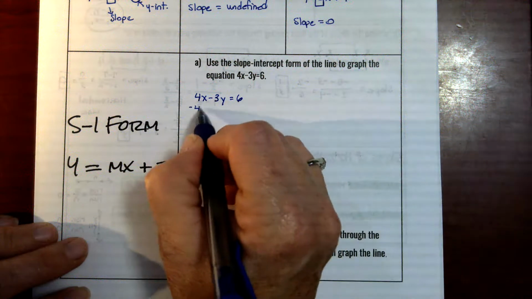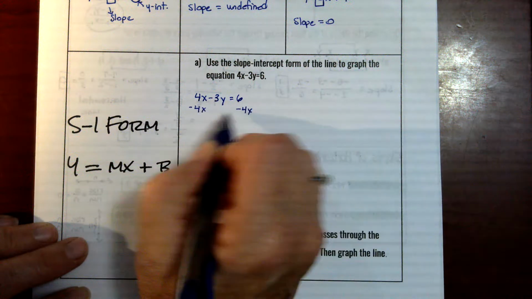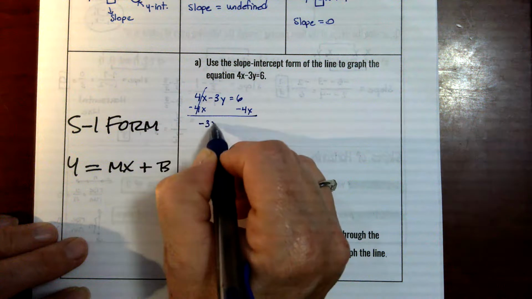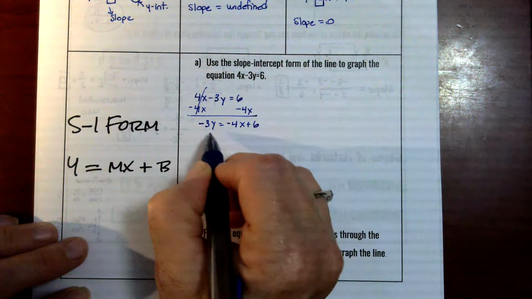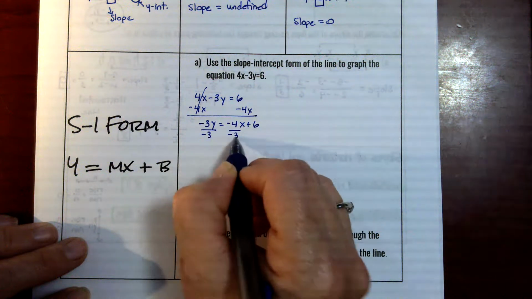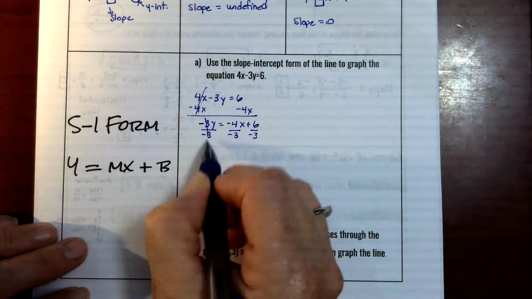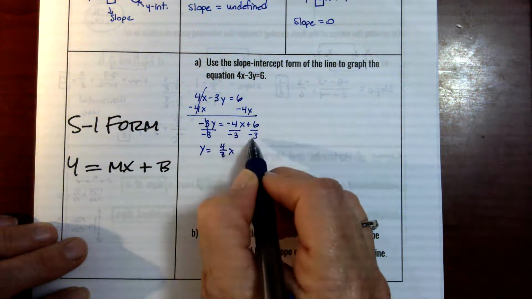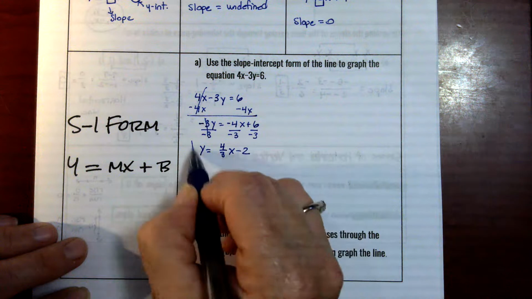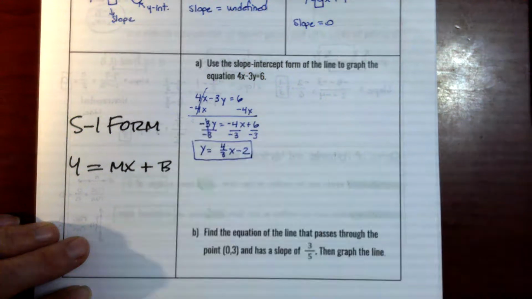So I would get it into slope-intercept form first. Okay, so negative 3y is equal to negative 4x plus 6, or 6 minus 4x. And then I would divide by negative 3 all the way through. All right, so I have y equals 4/3 x, and then positive 6 over negative 3 is negative 2. So I'm going to box it in. That's my equation in slope-intercept form.